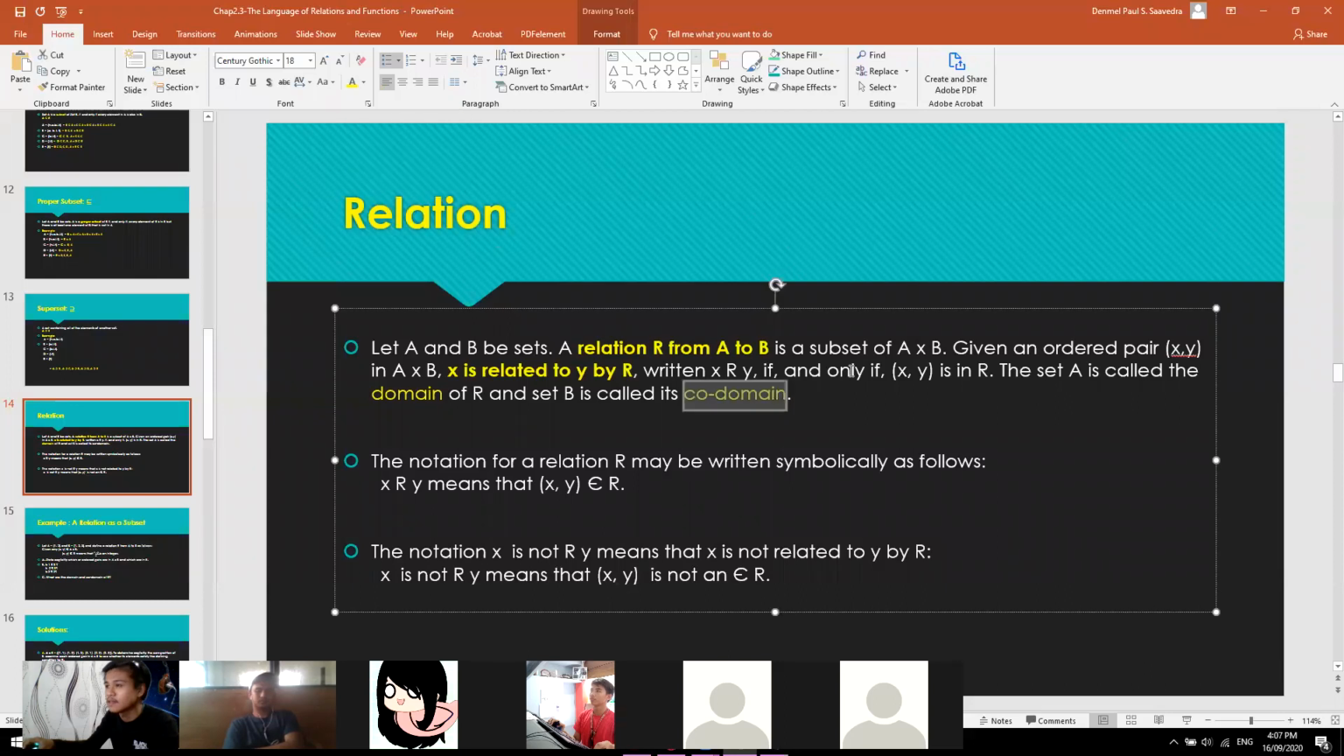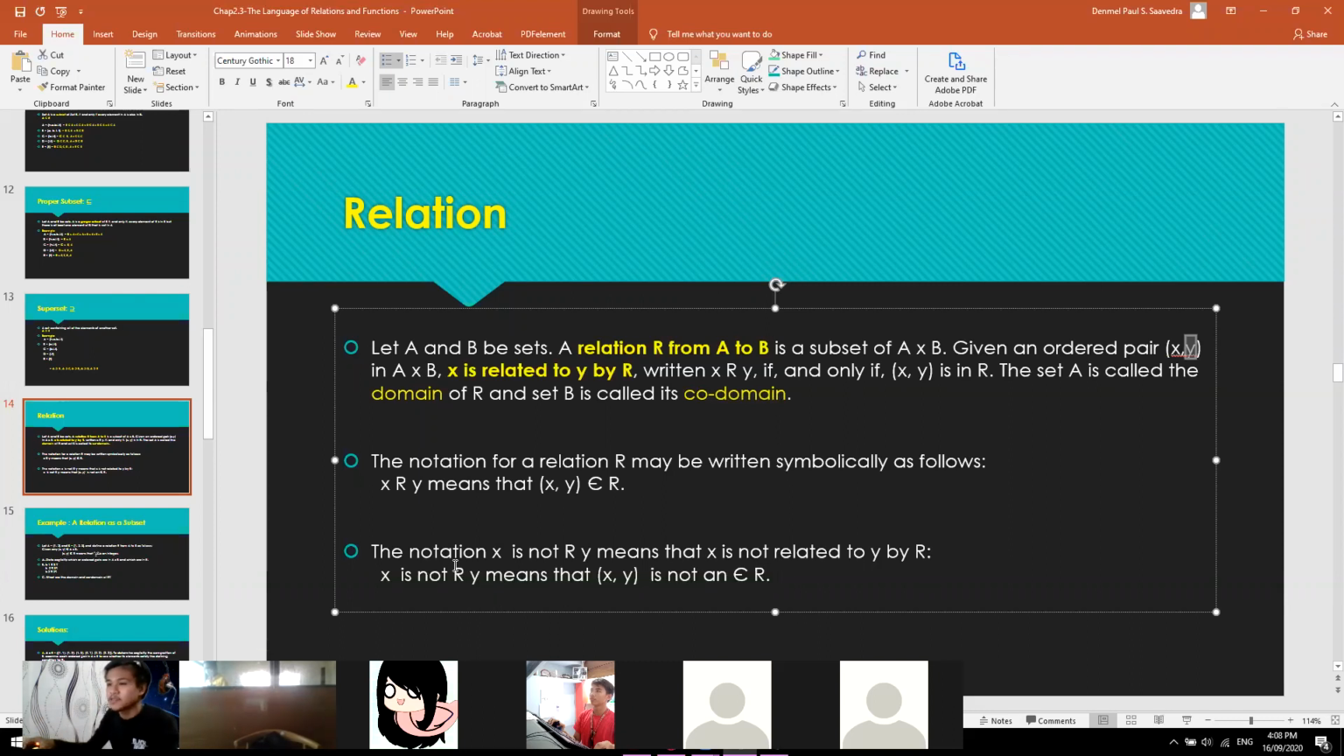Ayan, codomain. Okay, so this is your domain and then this is your codomain. So imagine this one as partners. Like we have relations, for example, you and your boyfriend. So ang relationship yung dalawa is mag-shota kayo. And then you and your other friends, so ang relation yung dalawa is magkaibigan kayo. Okay? So marami tayong klase ng relation.